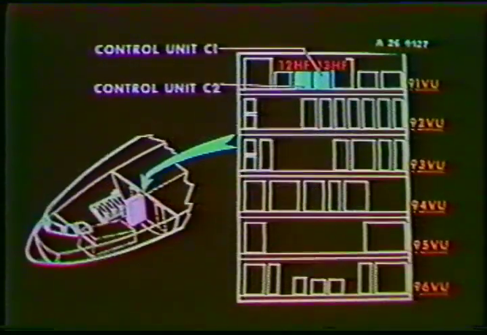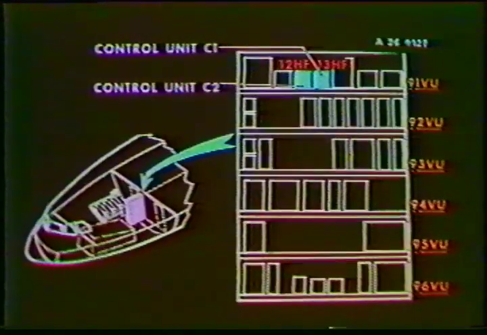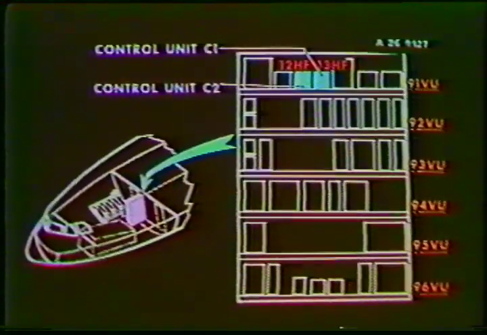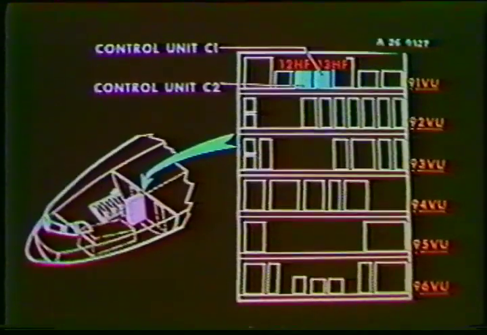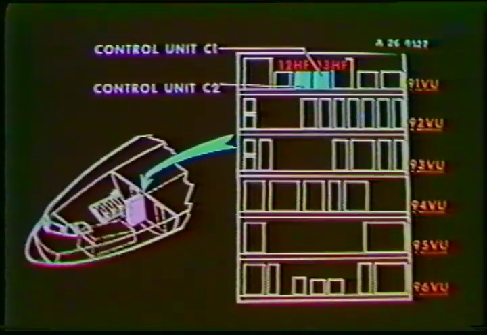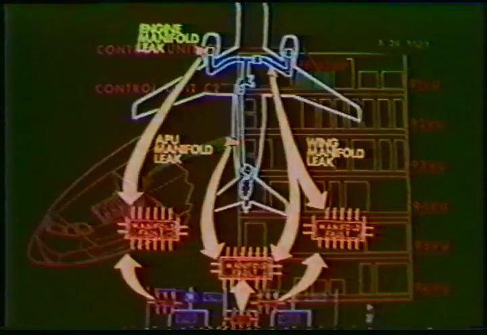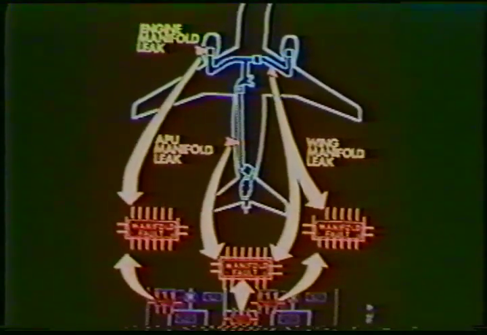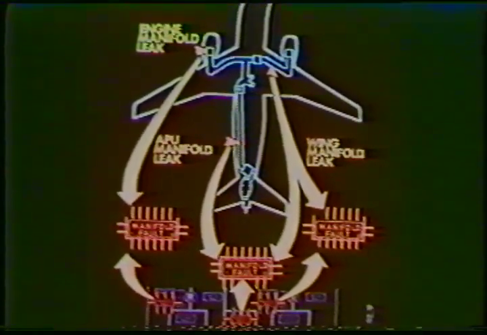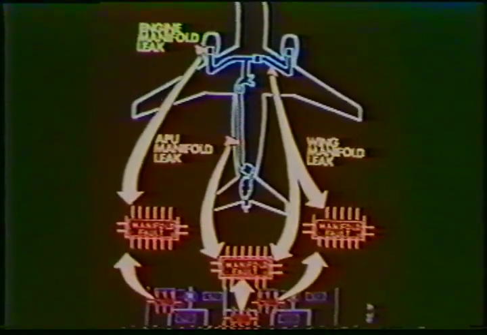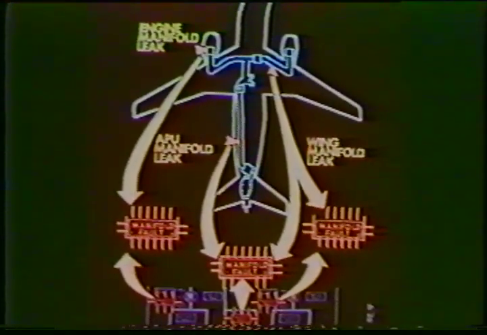There are 2 control units which process signals from these loops. Control Unit 1 processes the 2 left wing loops and the Engine 1 pylon loop. Control Unit 2 does the same for the right wing and pylon plus the APU loop. In fact, there are basically 3 categories of manifold faults. One would be a pneumatic leak detected between an engine and the cross-bleed valve within the wing. The other would be a pneumatic leak in the pylon, and the last one would be a pneumatic leak in the APU supply manifold.